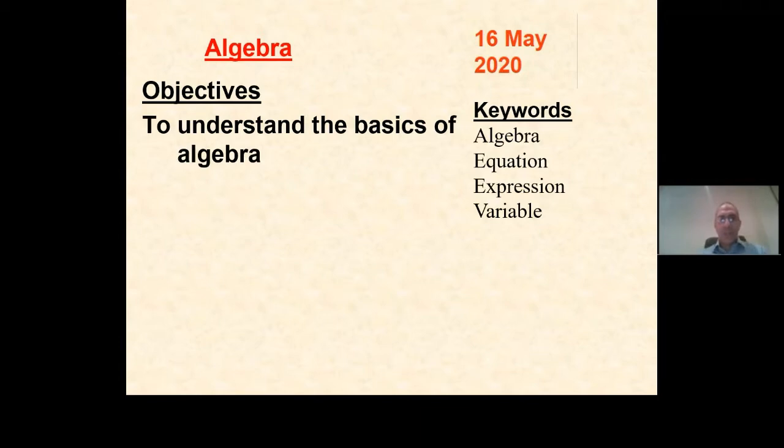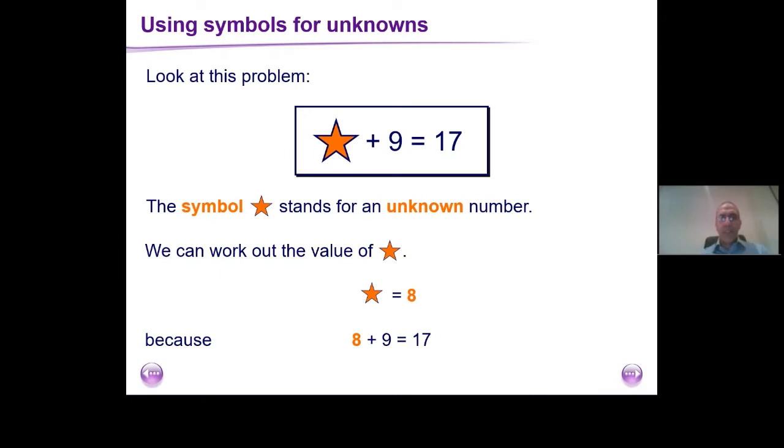Now, let's go over some of the basics. So this term here, for example, shows something plus 9 equals 17. So that something here is 8, because 8 is the unknown. This symbol is an unknown. An unknown plus 9 equals 17. So 8 plus 9 will equal 17.